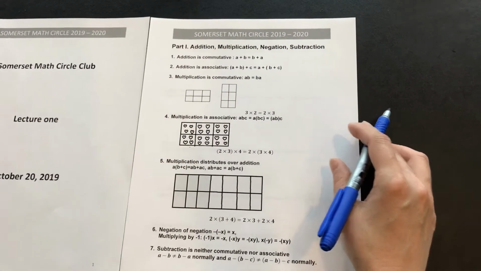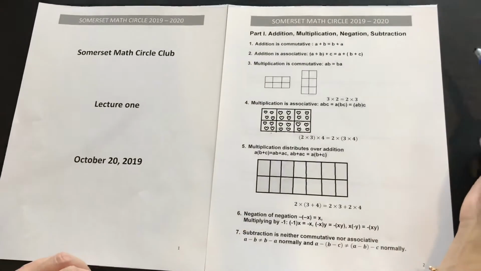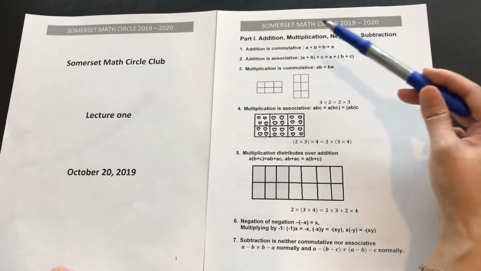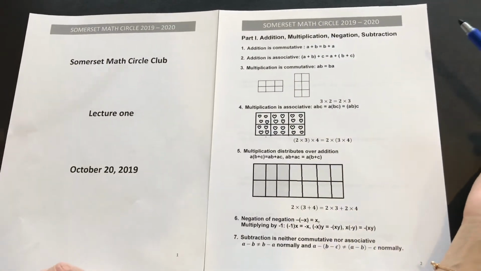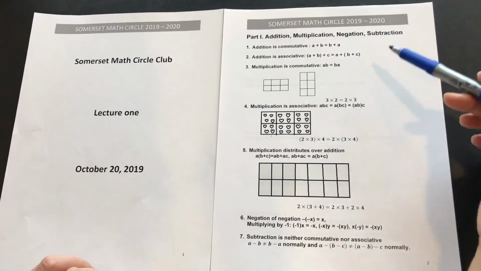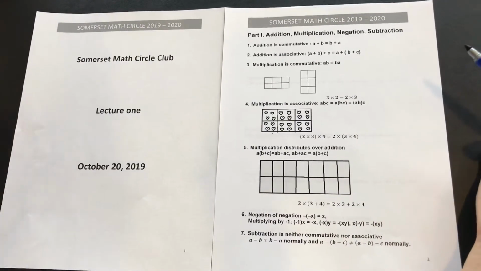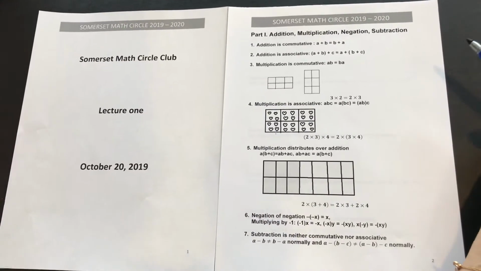Today's lecture we have 5 parts. First part is about number sense. We'll talk about addition, multiplication, negation, and subtraction. So some of the properties here students may have already known or applied to a lot of the problems.